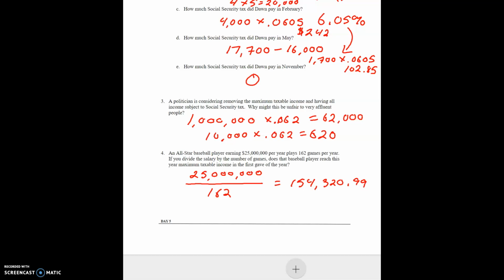Okay. And the answer was, will he reach the maximum income? That answer would be yes. All right, because the maximum income right now is $106,800. So clearly, $154,320.99 is bigger than $106,800. So yes, he would reach his maximum taxable income.